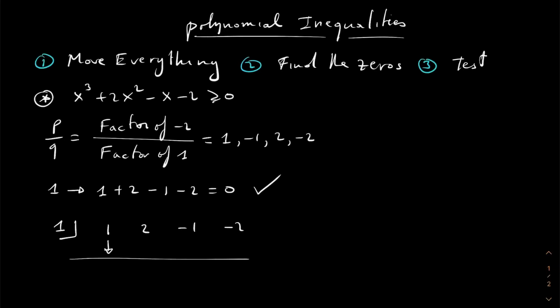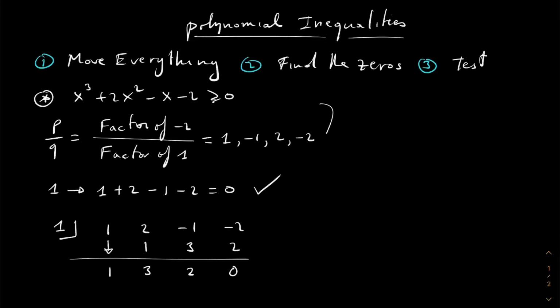I'm going to bring the 1 down. That's going to be 1. And then 1 times 1 is 1. 2 plus 1 is 3. 3 times 1 is 3. Negative 1 plus 3 is 2. And then 2 times 1 is 2. And finally, negative 2 plus 2 is 0, of course.